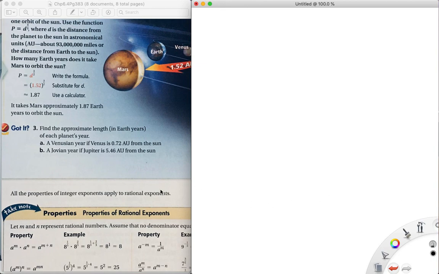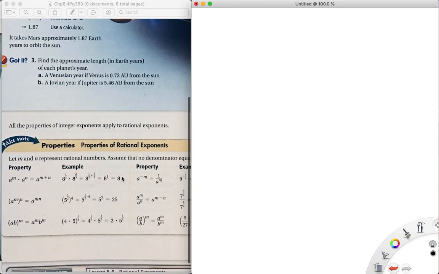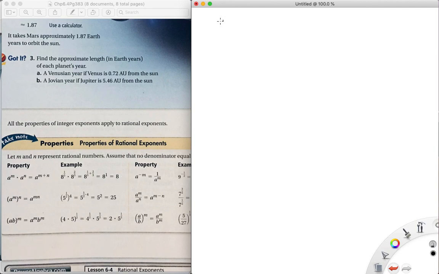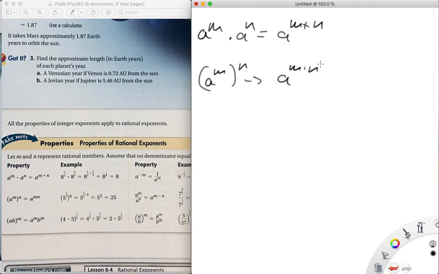All right. So properties of exponents all apply to rational numbers. We did this in the prequel sections. a to the m times a to the n is equal to a to the m plus n. That applies to rationals too. You can add fractions as well. a to the m raised to the n is a to the m times n. Again, that applies to fractions as well.